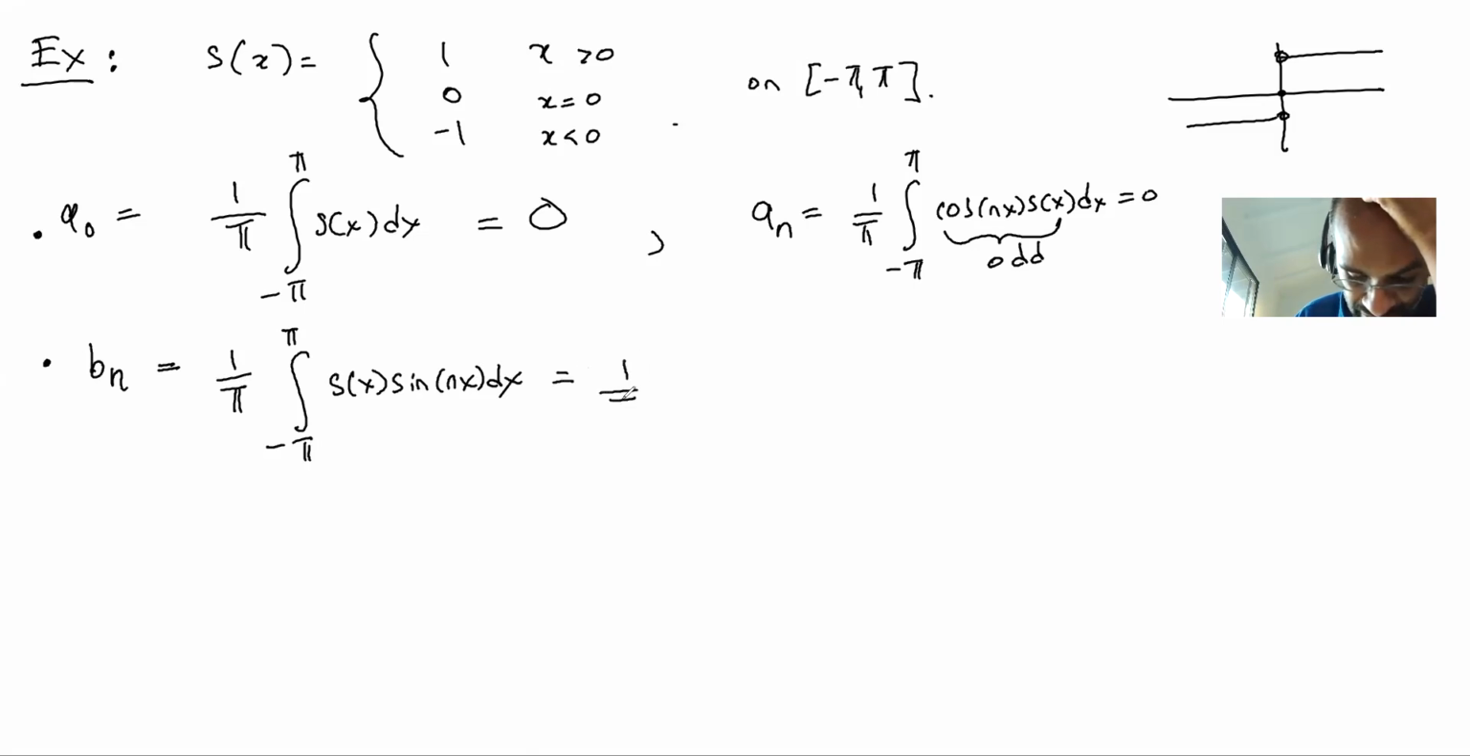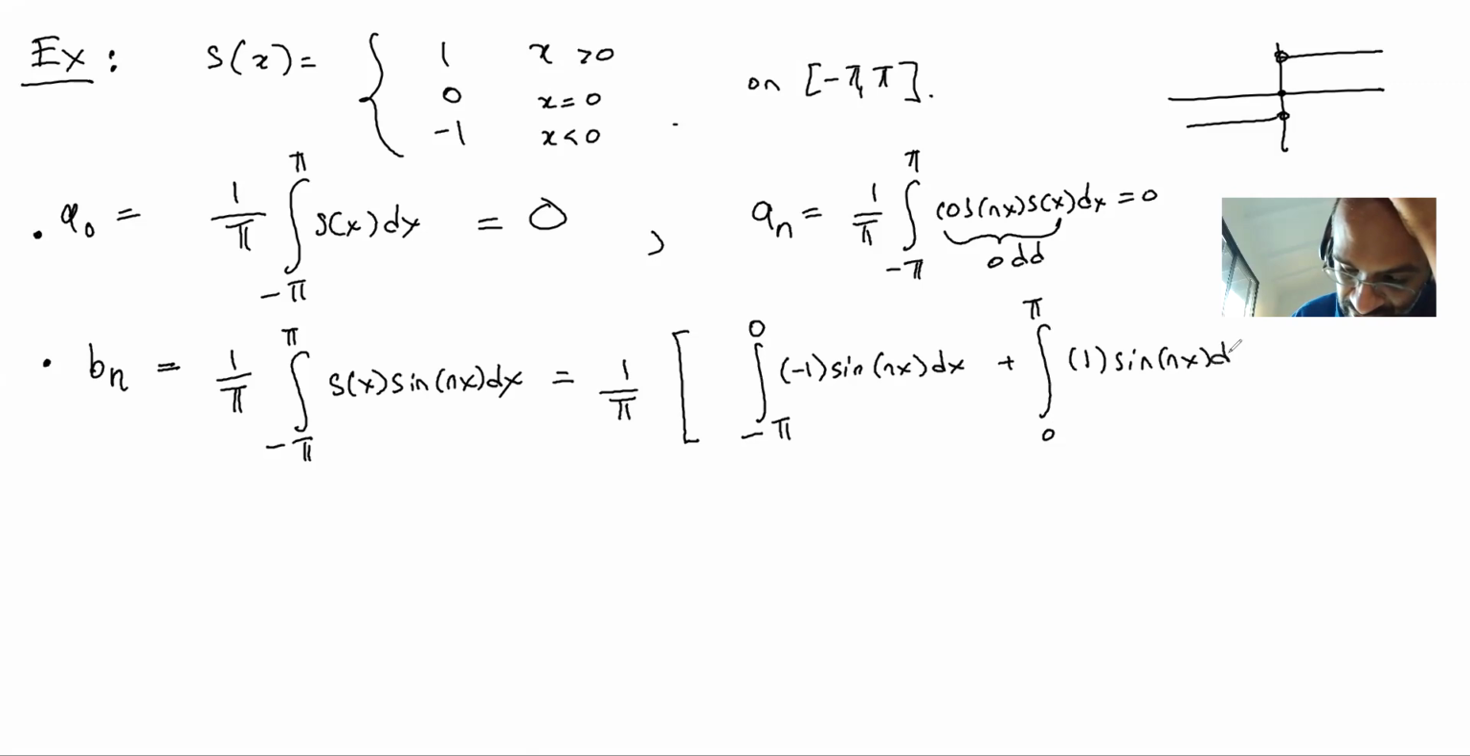Okay, so this is 1 over pi. You can split the integral into 2: the integral from minus pi to 0 of minus 1 times sine nx dx, plus the integral from 0 to pi of 1 times sine nx dx. And now, if you flip the integral and cancel the minus signs, you see that these two are actually the same. So you get 2 over pi times the integral from 0 to pi of just sine nx dx. And now you have to do that integral.